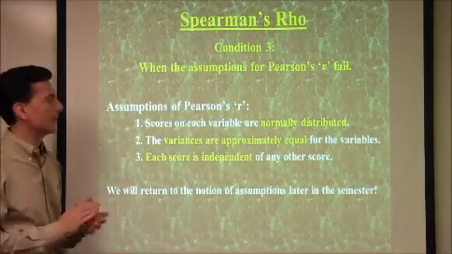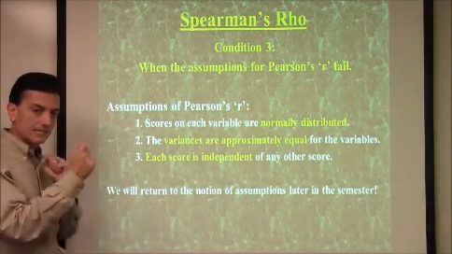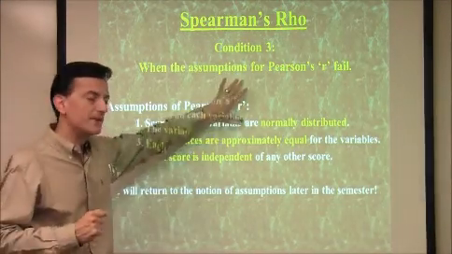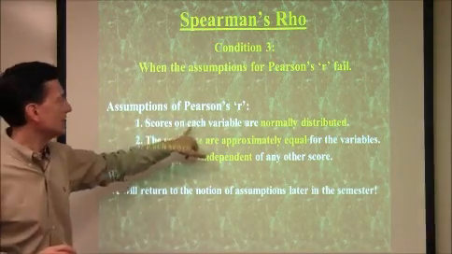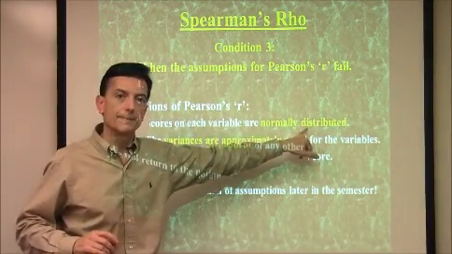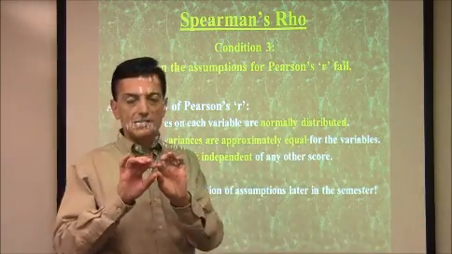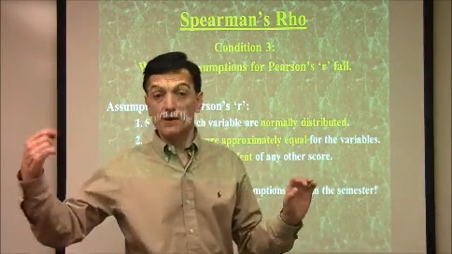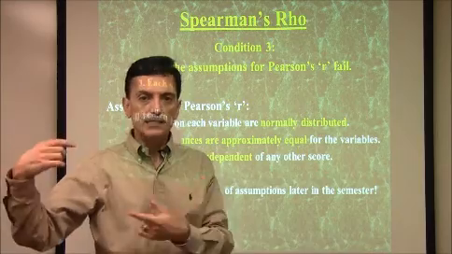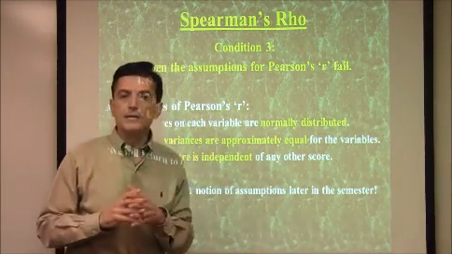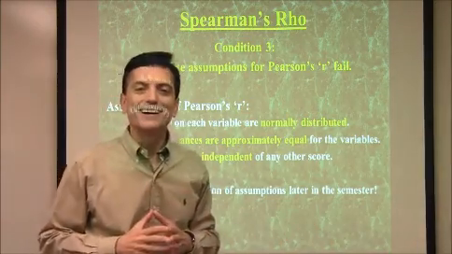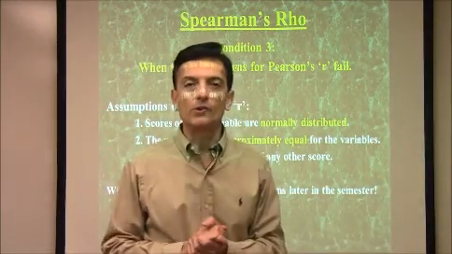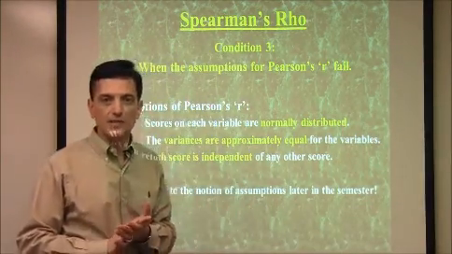The first assumption for the Pearson: we have to make all three of these assumptions and demonstrate that they're satisfied for the Pearson to work. Scores on each variable are normally distributed. So as always, we have some variable on the x-axis, some variable on the y-axis, and each of those variables would have to be normally distributed, that is, distributed in a roughly bell-shaped manner. If we have a strong skew in one of those, then we probably should not be using the Pearson.